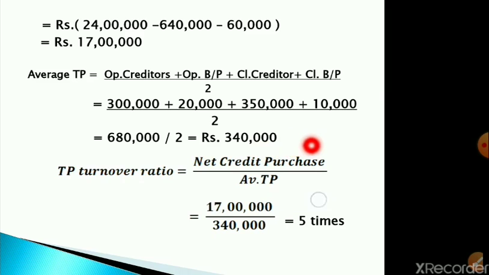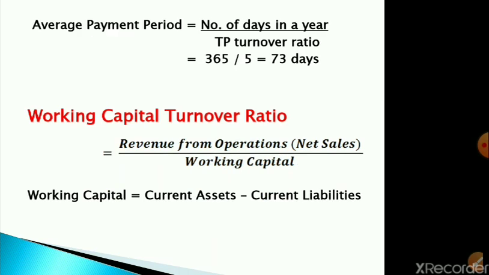Just putting it in the formula, trade payables turnover ratio is equal to net credit purchase divided by average trade payables. That is 17 lakh divided by 3,40,000, which is equal to 5 times. Average payment period: finding out the average payment period is number of days divided by trade payables turnover ratio, which is 365 divided by 5, which gives us 73 days. This indicates that the firm is getting 73 days to pay off its liabilities.